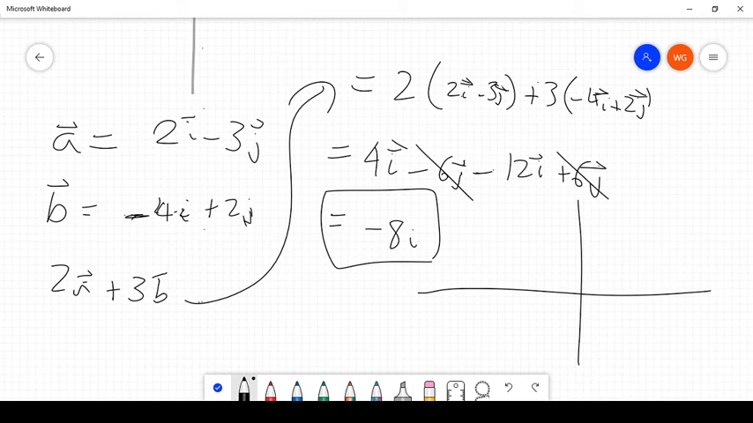What does that look like? Well, it means that we're going 8 units to the left along the x-axis, negative 8i. We'll just say 1, 2, 3, 4, 5, 6, 7, 8, and we're going to draw a vector that has its tail at the origin and its head at negative 8, 0. Since it is starting at the origin, we would call that a position vector. And that vector represents the resultant of 2A plus 3B.